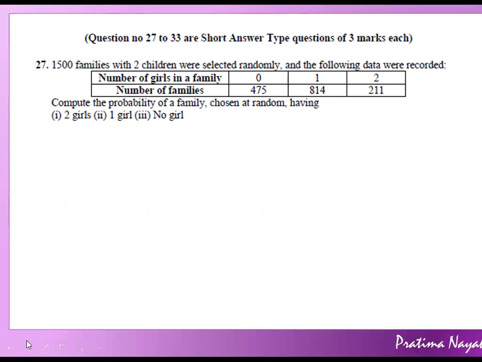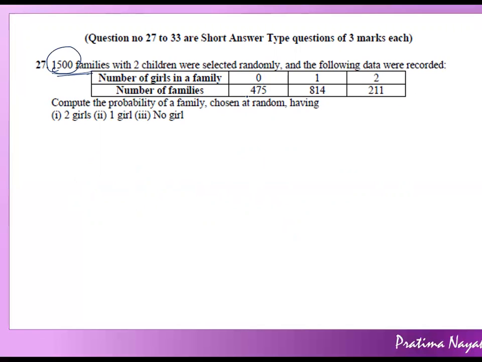Next, I'm coming to a 3 marks question now. This is a question of probability. Read the question very carefully. 1500 families, that means this is the total outcomes. With two children, families were selected randomly, and the data was recorded: number of girls in the family.